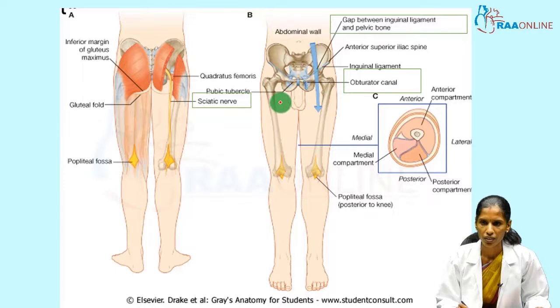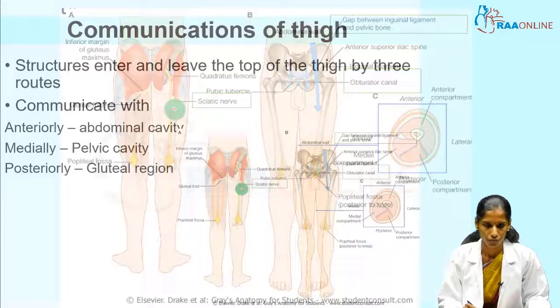The anterior compartment communicates with the abdominal cavity through the space between the inguinal ligament and pubic bone. Through this gap only the femoral vessels and nerves enter the anterior compartment of the thigh. Similarly, the pelvic cavity communicates with the medial compartment of thigh through the obturator canal. Through this canal only the obturator vessels and nerves enter the thigh region. Similarly, the posterior compartment is continuous with the gluteal region above. The major structure passing between these two regions is the sciatic nerve.